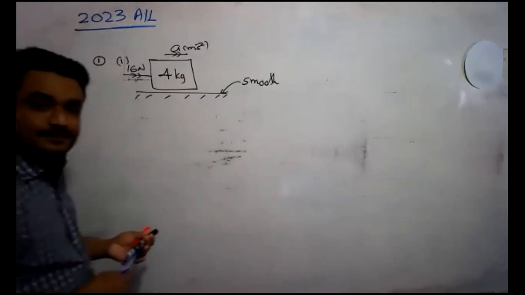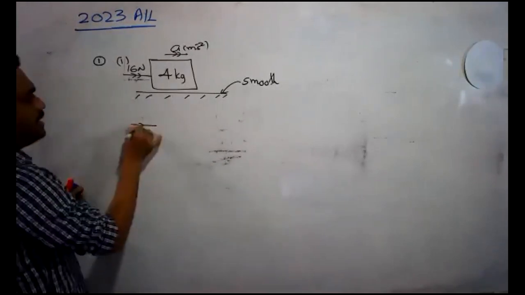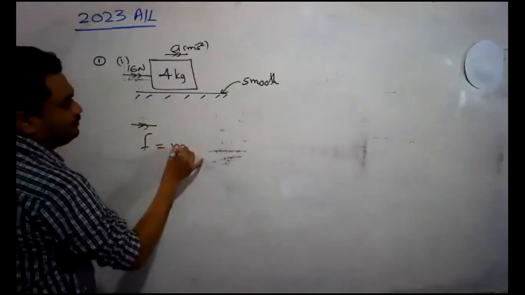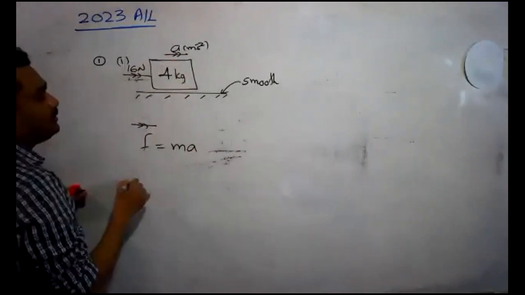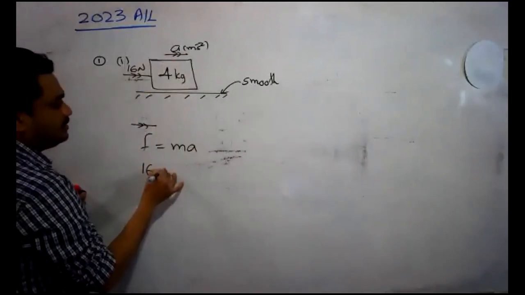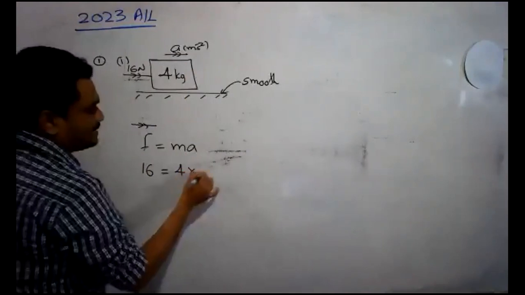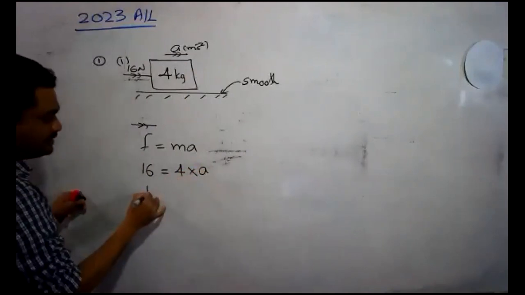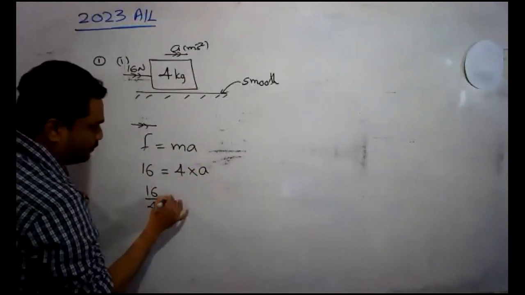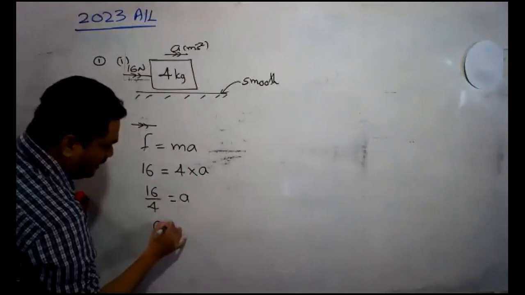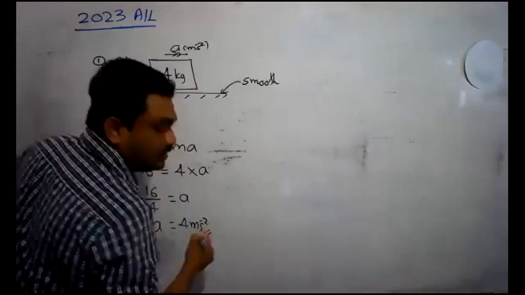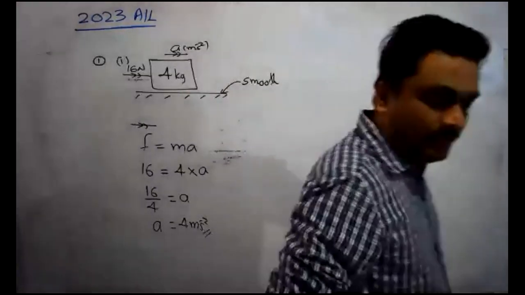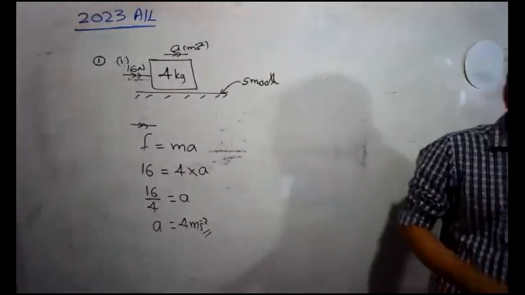It's very simple, right? Let's just apply F equals ma. The force acting on this object is 16. The mass of the object is 4, acceleration is a. If you take 4 to this side, 16 divided by 4 equals a. Then a equals 4 meter per square seconds. Who got this answer? It's so simple, right?